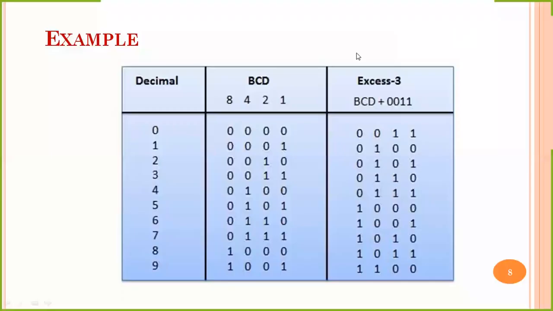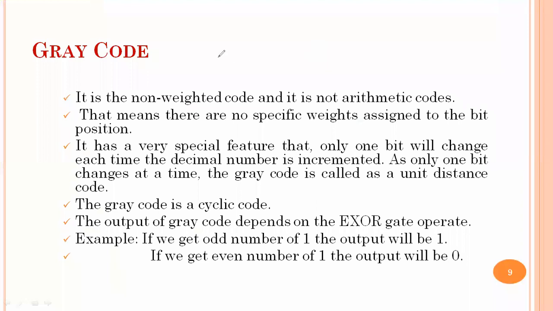Okay. Further, next is the Gray code. So again, a non-weighted code, and it is not an arithmetic code. That means there are no specific weights assigned to the bit positions. And this Gray code has a very special feature that only one bit will change each time the decimal number is incremented. As only one bit changes at a time, the Gray code is called a unit distance code. It is also a cyclic code.